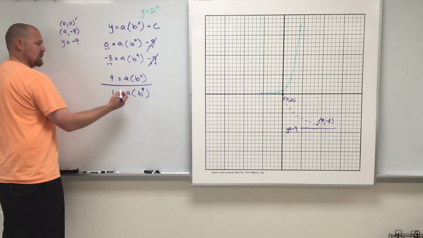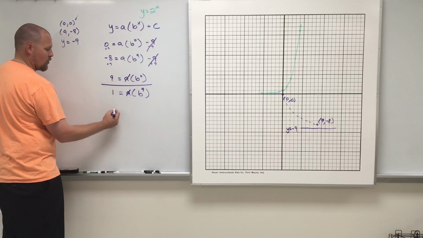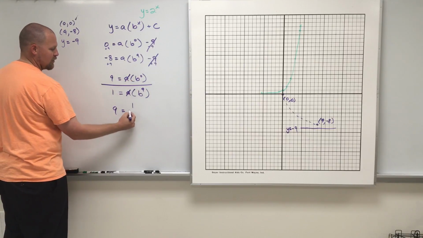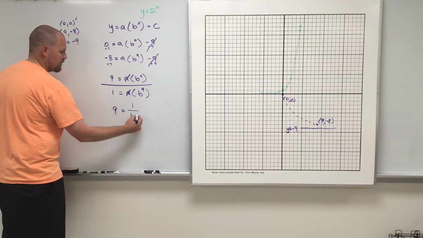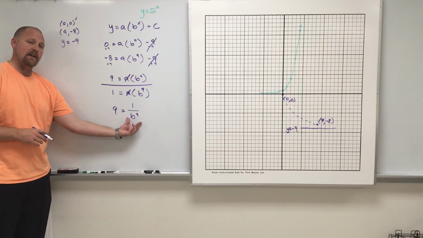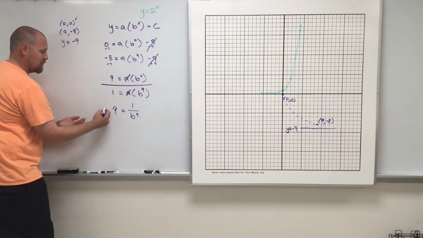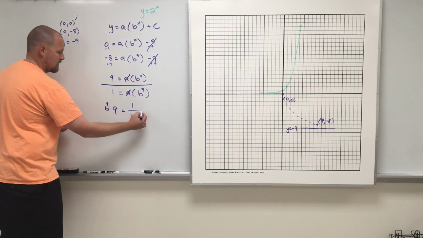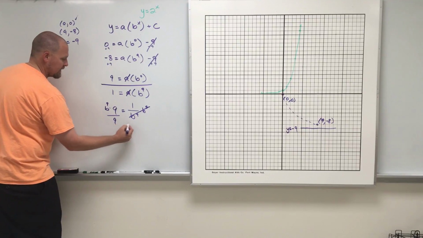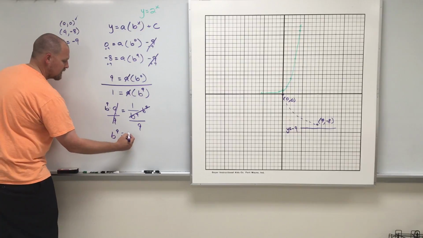Well, when we divide these things here, the a's cancel, and 9 over 1 equals 9, and this is b to the 0, which is just a value of 1, and then we have b to the 9th. Well, I don't like having b to the 9th in my denominator, so I'm going to multiply by b to the 9th. And then I'm going to divide by 9. And that gives me b to the 9th equals 1 over 9.